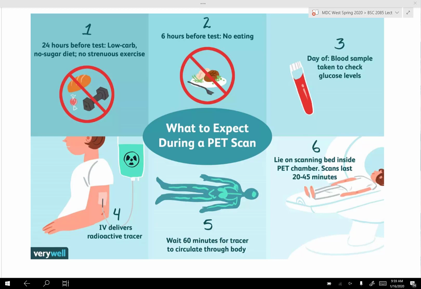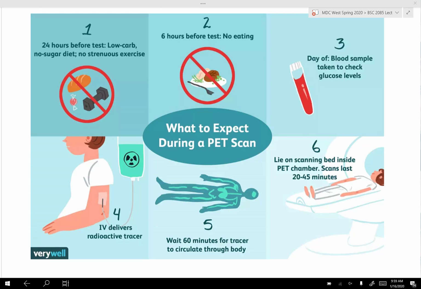And then no vigorous exercise the day before. And then 6 hours before, of course, you cannot eat at all. So that's what they say, after 10 p.m., don't eat anything. I mean, you can probably have a little juice, but nothing before 6 hours. The day of the blood sample, what are you going to do?